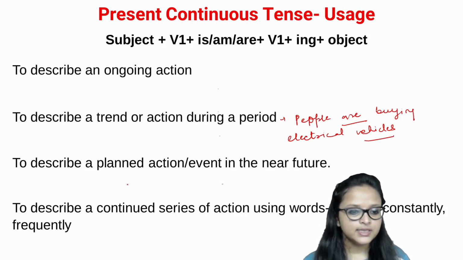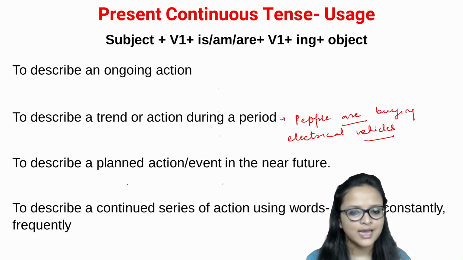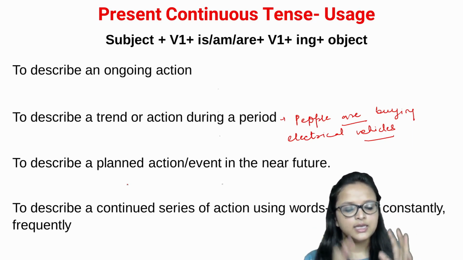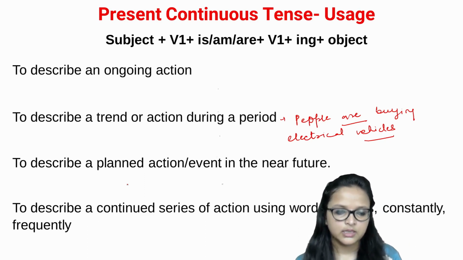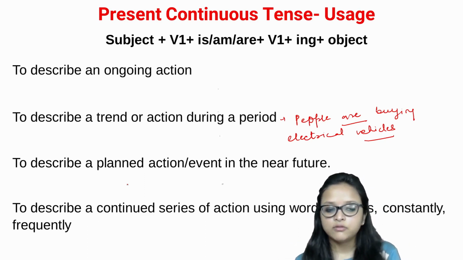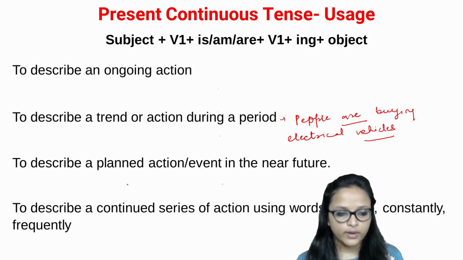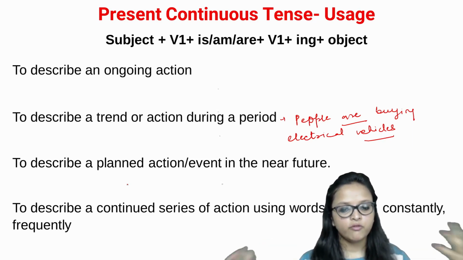Okay. To describe a continued series of actions using the words always, constantly, and frequently, something that is happening constantly. Like he is constantly complaining. He is always asking for help. He is always crying. He is frequently asking me questions. So these are the series of actions.